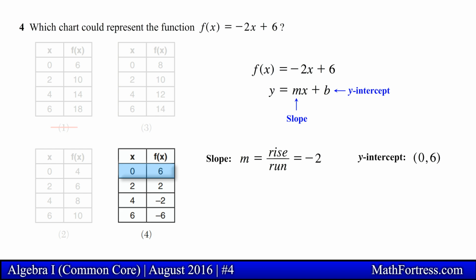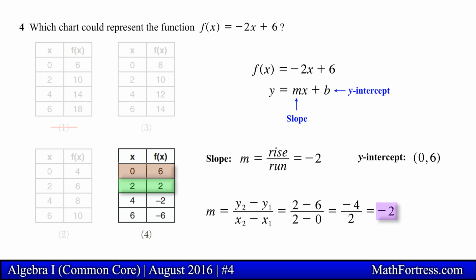To confirm that this option is correct, we need to calculate the slope between 2 points and make sure that it is equal to negative 2. Using the values in the first row as point 1 and the values of the second row as point 2, we go ahead and calculate the slope between these 2 points. Simplifying the expression, we obtain negative 2 for the slope. We now have enough evidence to confidently conclude that the chart from option 4 represents the function f of x.